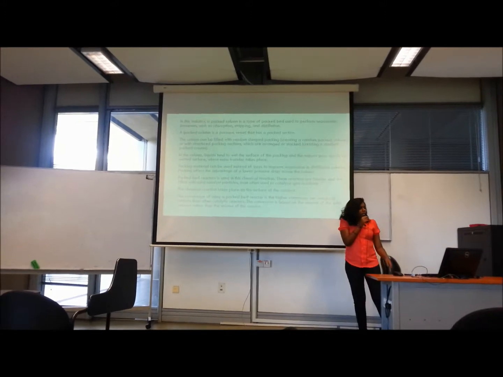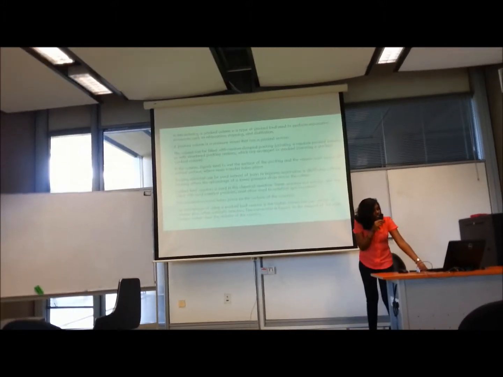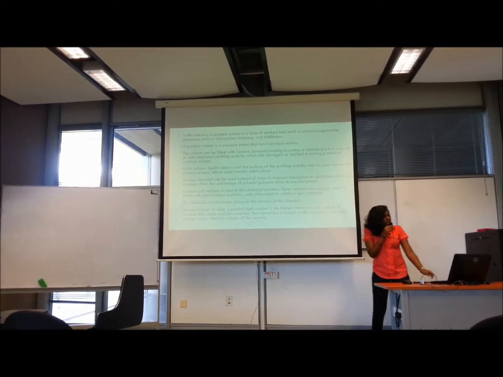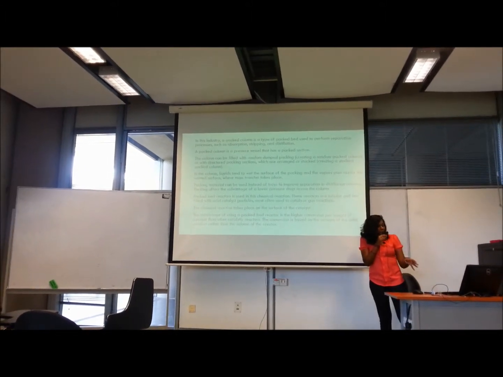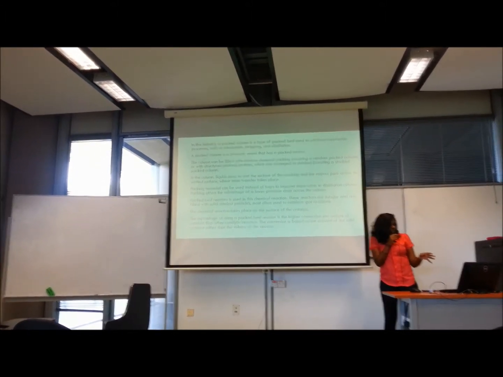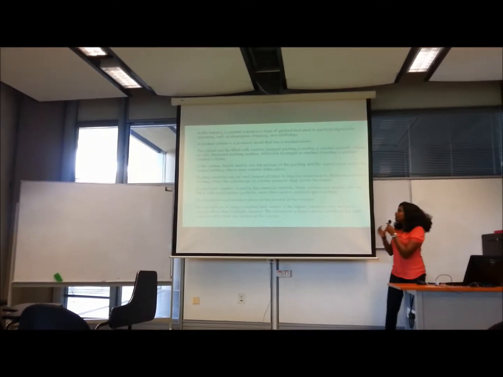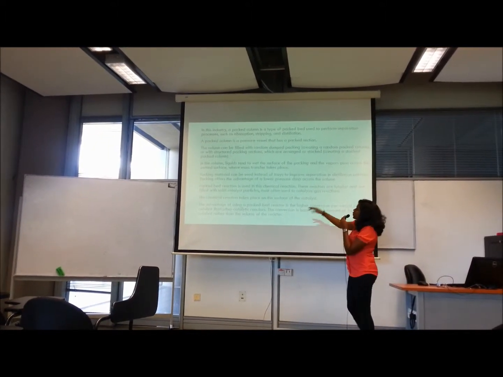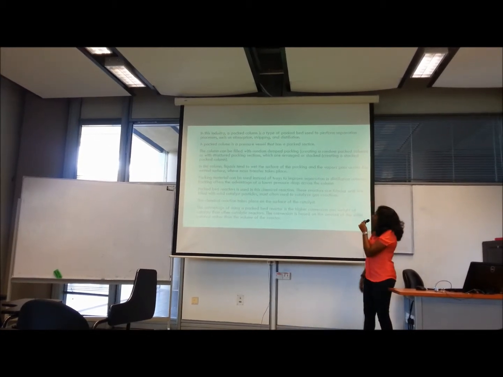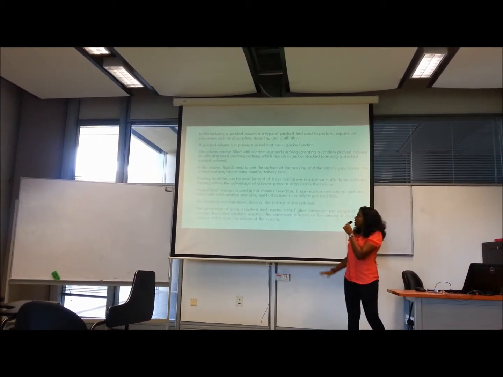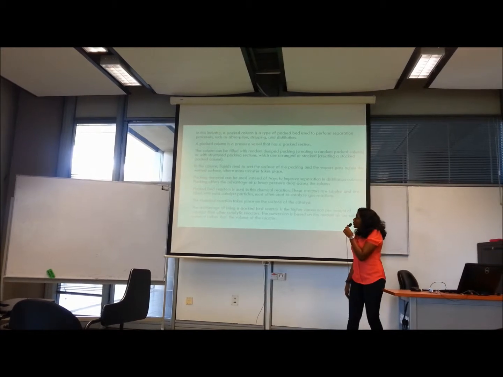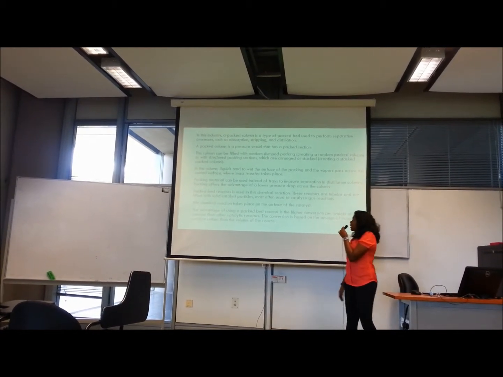So a packed column is a pressure vessel that has a packed section. The column can be filled with random dumped packing and structured packing sections which are arranged or stacked inside the column. Okay. In the column, the liquid tends to wet the surface of the packing and the vapor passes across the wetted surface. And the packed bed reactor is also used in chemical reactions.